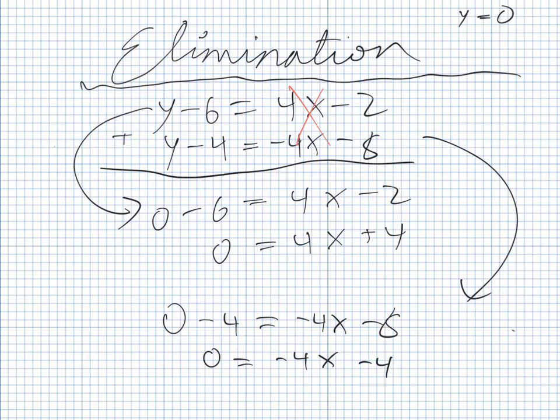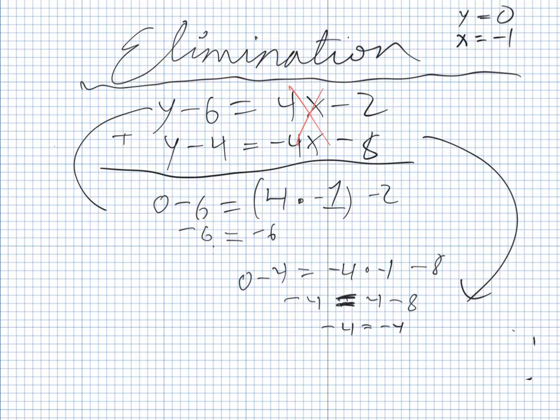So now we're going to want to simplify this even further by saying both 4 equals negative 4x and negative 4 equals 4x. So we can now divide this, and that gives us x equals negative 1, as negative 1 times negative 4 is 4, and negative 1 times 4 is negative 4.